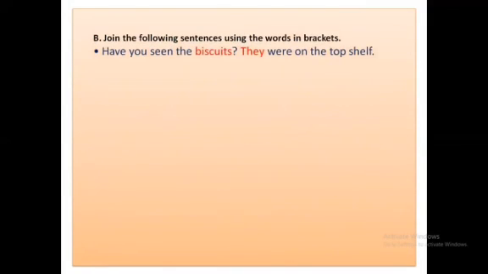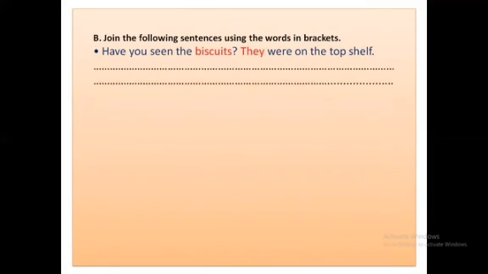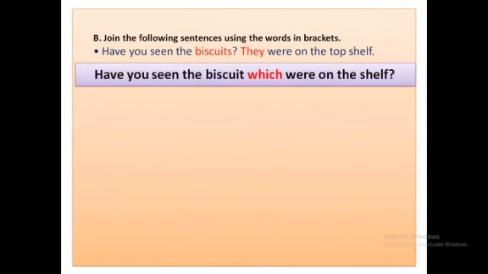Now let's move to another exercise. Now we are going to join pairs of sentences. Have you seen the biscuits? They were on the shelf. So biscuits, they. They is a pronoun. It refers to the biscuits. We would love to avoid the repetition of the pronoun in the second sentence, and we want to make a long sentence. So what do you think? Very good. Have you seen the biscuits which were on the shelf? The relative pronoun should be placed immediately after the noun it refers to. So which, because it refers to things, biscuits.